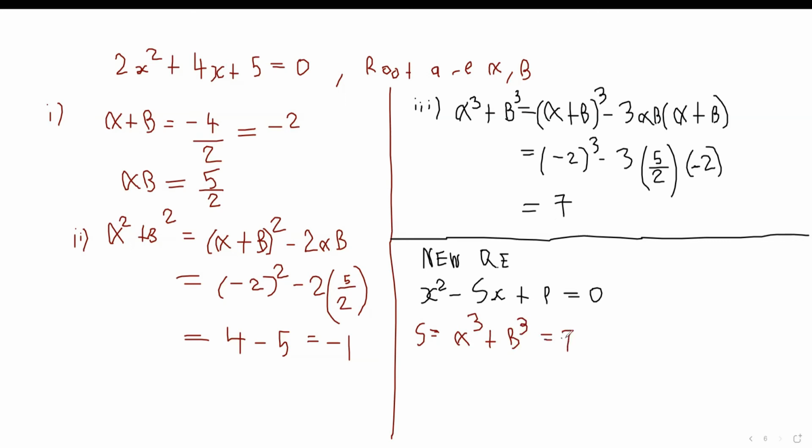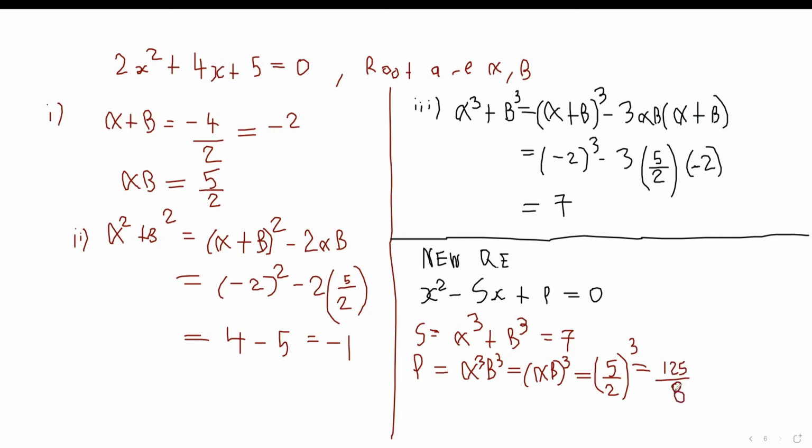Now we need the product. The product is equal to alpha cube times beta cube. But alpha cube times beta cube is actually equal to alpha times beta all cube. Alpha times beta is 5 over 2, so we have 5 over 2 all cubed. When we work that out, 5 cubed is 125 over 2 cubed is 8.